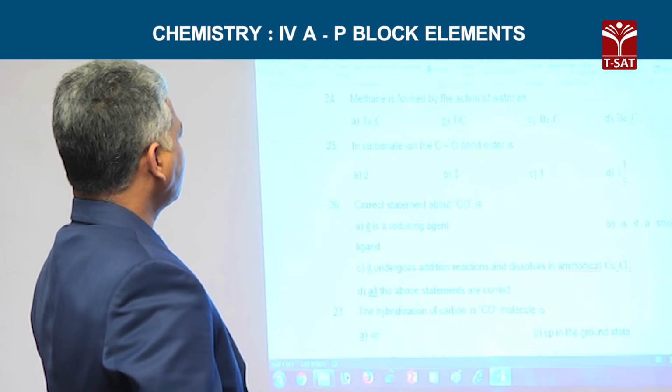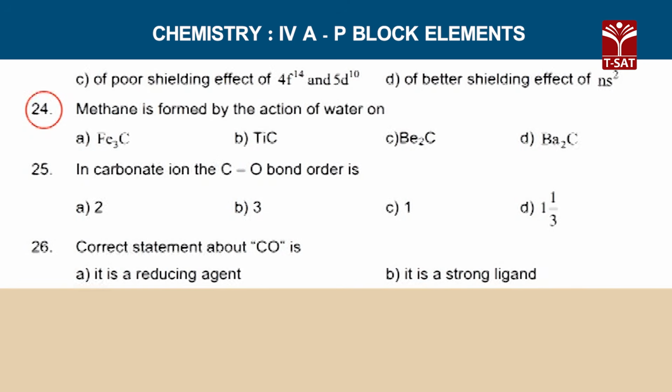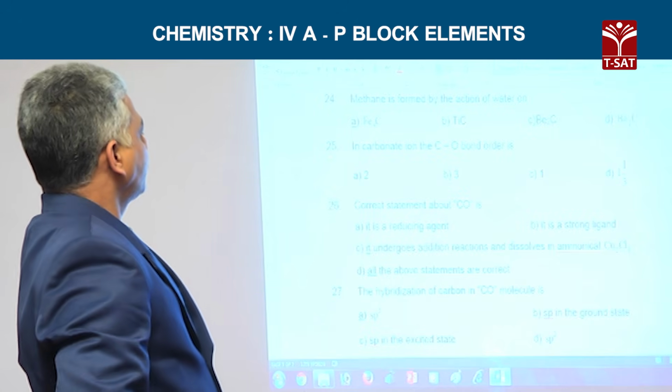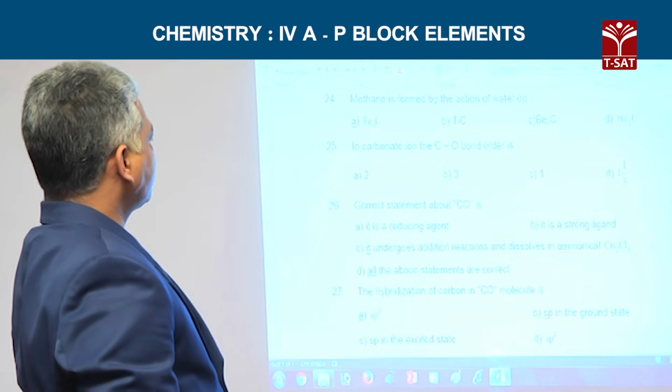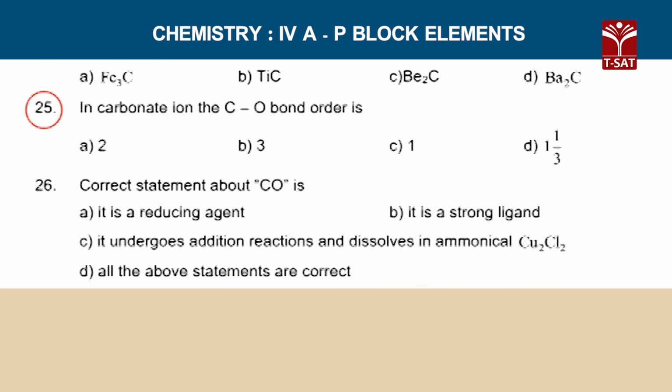24th question. Methane is formed by the action of water on. Correct option is C. Beryllium carbide. 25th question. In carbonate ion, the carbon-oxygen bond order is. Given options are 2, 3, 1, 1 1/3. Correct answer is D. 1 1/3.